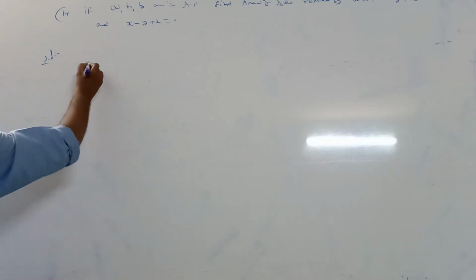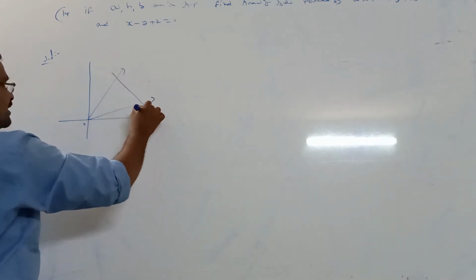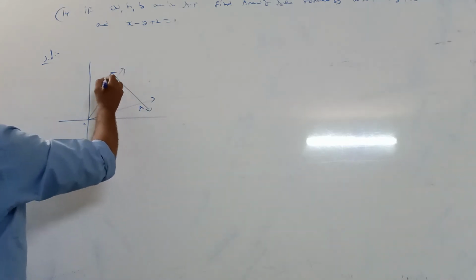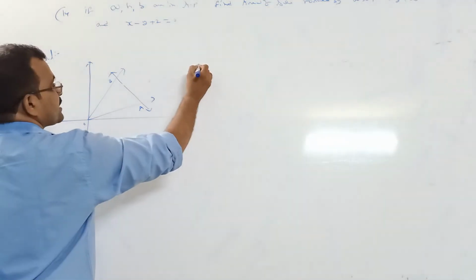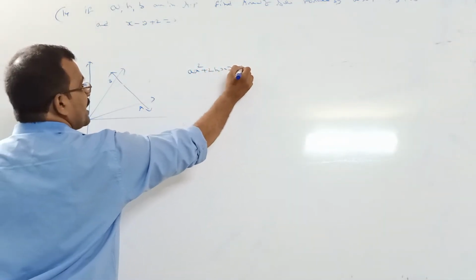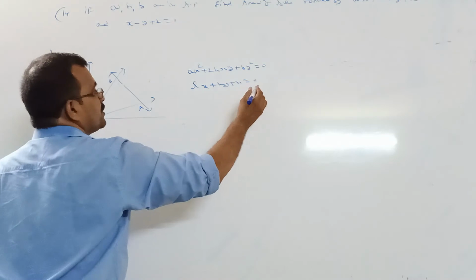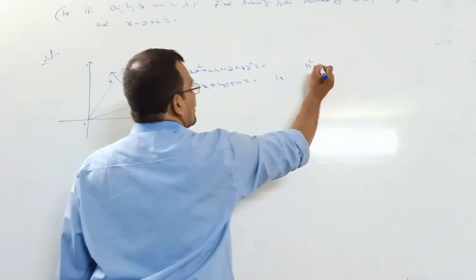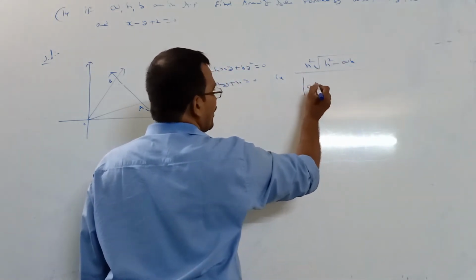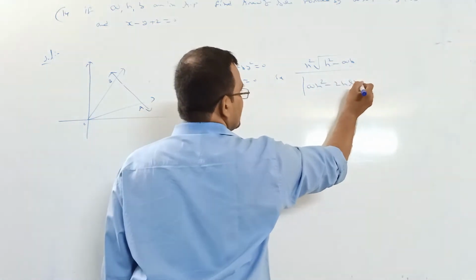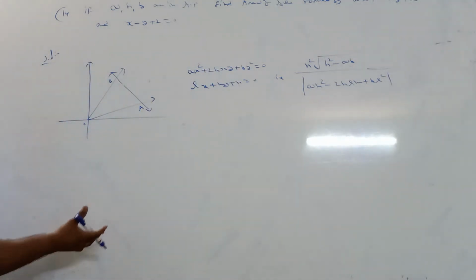So we had one standard theorem. The area of the triangle formed by ax square plus 2hxy plus by square equal to 0 and lx plus my plus n equal to 0, the area of the triangle formed by these three lines, is n square into under root of h square minus ab, by modulus of am square minus 2hlm plus bl square.